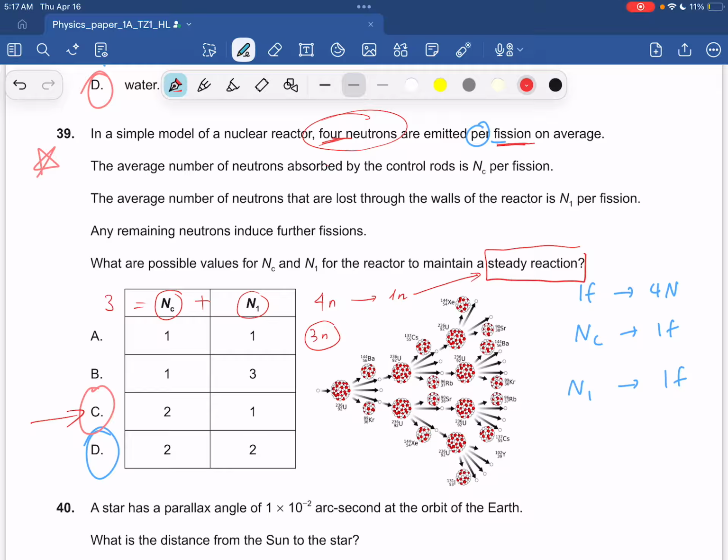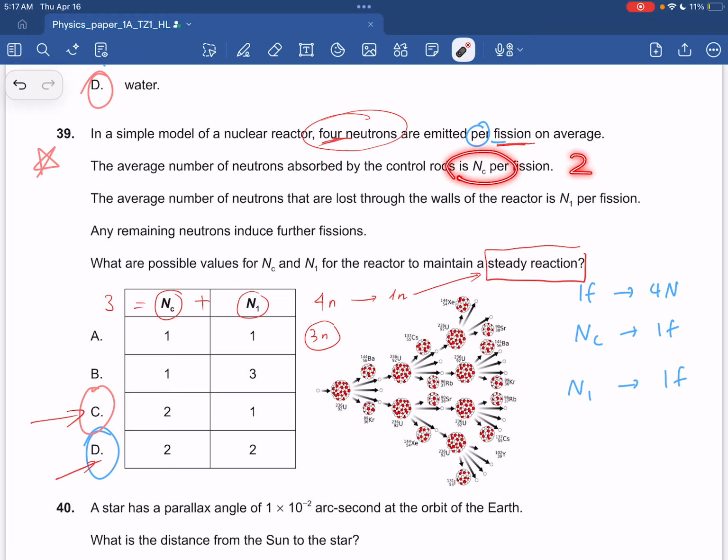So why is it not D? You chose D, right? In D, if NC is 2 per fission, it means you take 2 neutrons out of the reactor. There's only 2 left, right? And if 2 neutrons are also lost, is there any neutron left? No, you end up with 0, right? If the remaining is 0, then you don't have any reactions going on. At this time the reaction will be stopped. This is when you want to shut down the nuclear reactor. So it cannot be D.